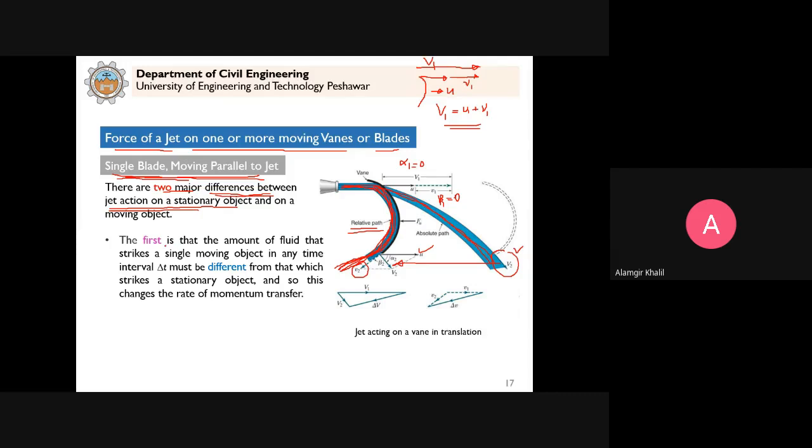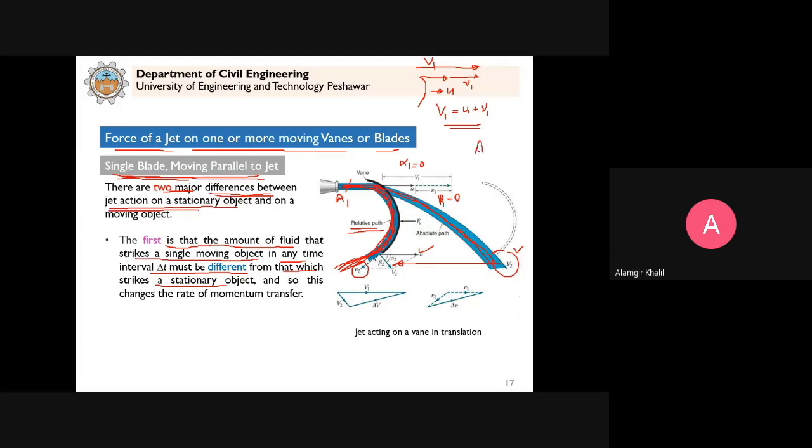The first is that the amount of fluid that strikes a single moving vane in any time delta t must be different from that which strikes a stationary object. For example, we have this vane here. If it is stationary, let's say this is V1, and here we have the area A1, the area of the jet. So what is the discharge which is hitting this vane if it is stationary?